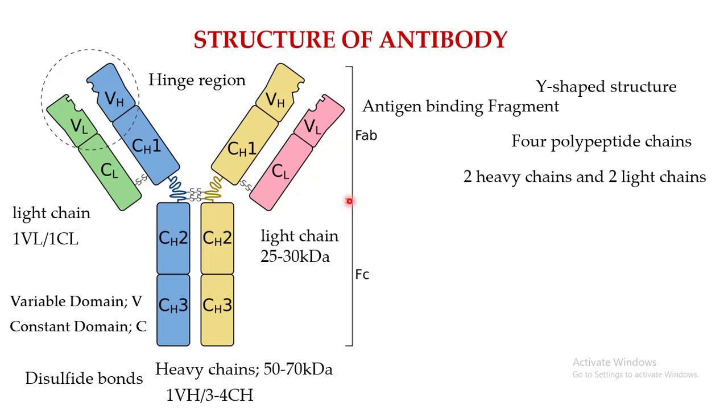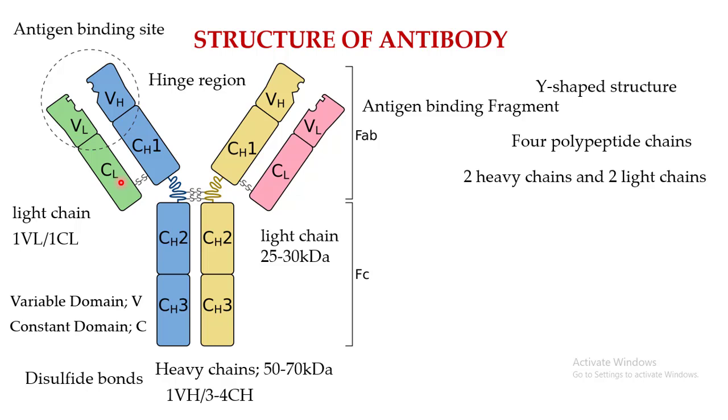What that means is that it is going to contain the variable domains of the light and the heavy chains, and the constant domain of the light chain, and one constant domain of the heavy chain. Similarly, this particular region, this one and this one, would be another FAB fragment in this particular antibody.